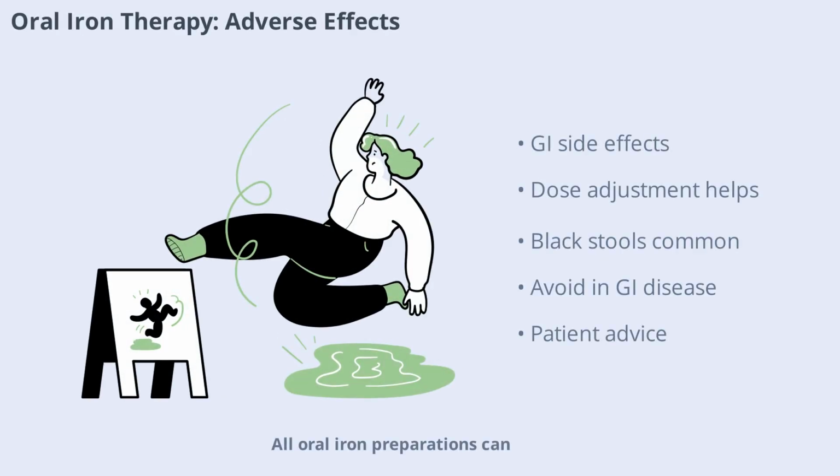All oral iron preparations can cause dose-dependent gastrointestinal side effects, including nausea, discomfort, cramps, constipation, and diarrhea. Starting at a lower dose and gradually increasing can help minimize these effects. Black stools are common but harmless. Oral iron should be avoided in patients with peptic ulcers or inflammatory bowel disease.